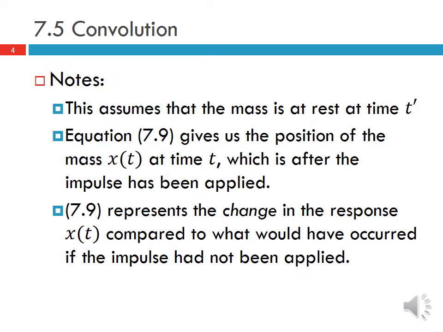So this assumes that the mass is at rest at time t prime, and it gives us the position of the mass at time t, which is after the impulse has been applied. Essentially this represents the change in the response compared to what would have occurred if the impulse had not been applied.